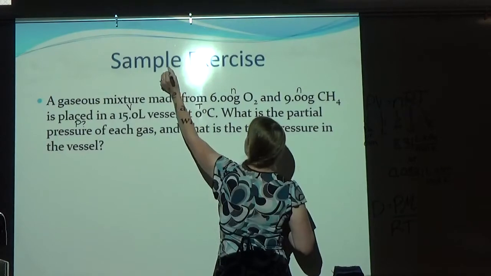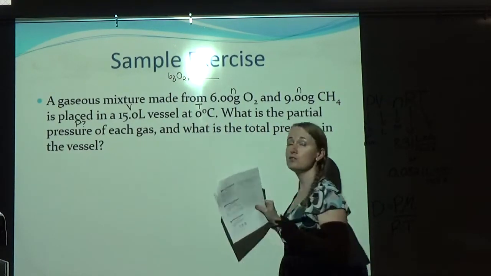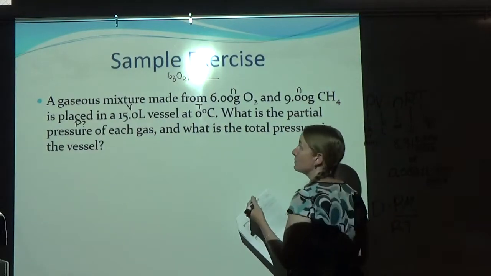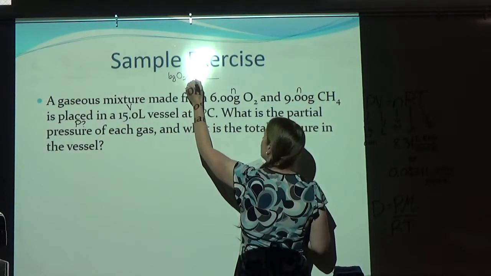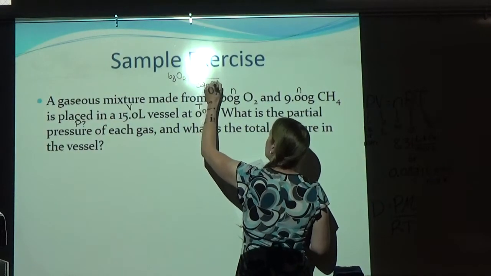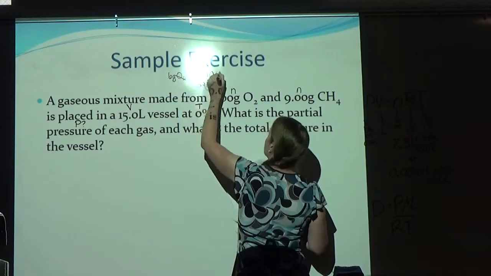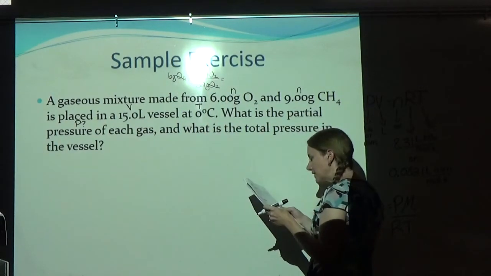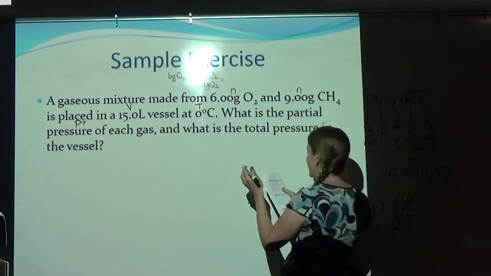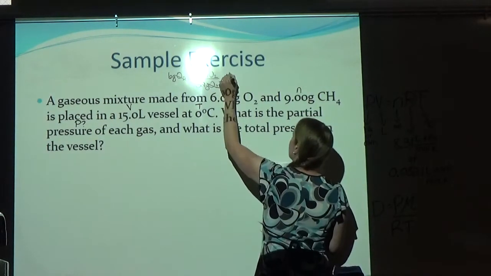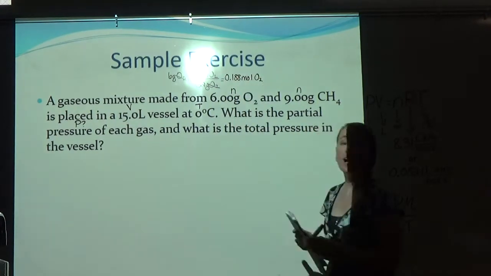So I have 6 grams of oxygen. Of course, to change to moles, I'm going to use molar mass. Oxygen, 16 times 2, which is 32 grams per mole. So since I have grams on top, I'm going to put my 32 grams on bottom and my 1 mole on top. And so once I solve that, I end up getting 0.188 moles of oxygen. So that's how much oxygen I have.